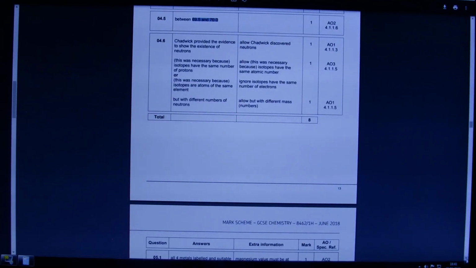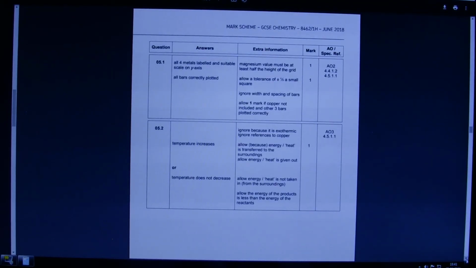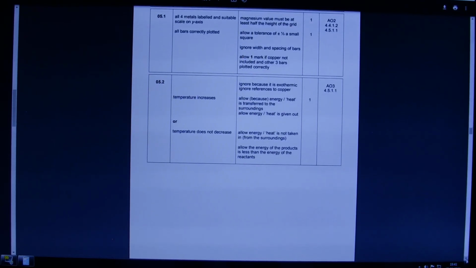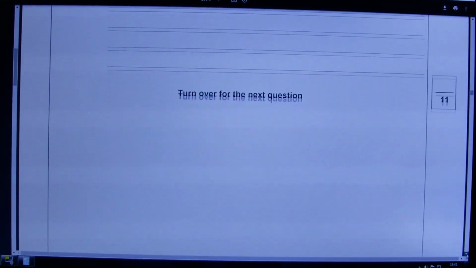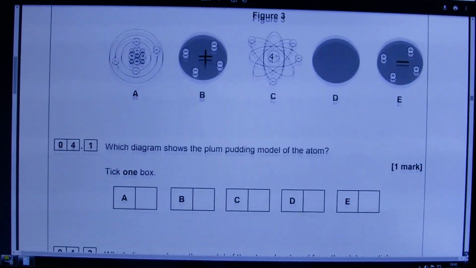Doesn't even say how. All four metals labelled on a suitable scale on the y-axis. All bars. Yeah, it's just the bar chart. Temperature increases or temperature does not decrease. You what? 5.2. After a waste of space drawing a bar chart.